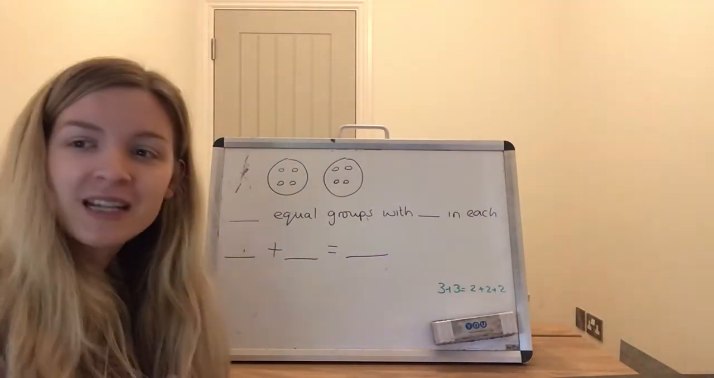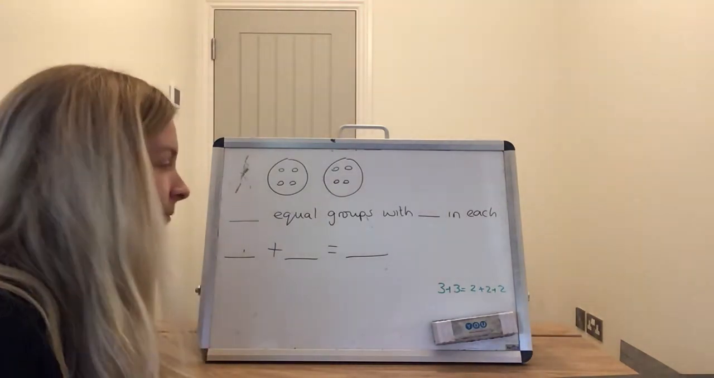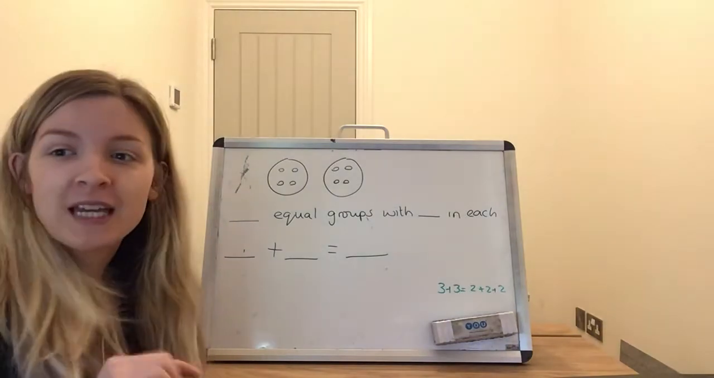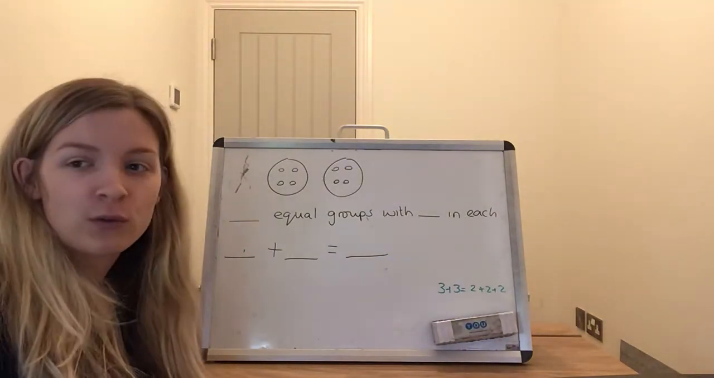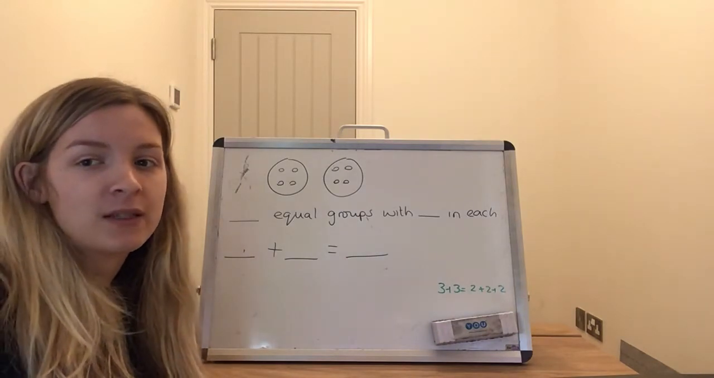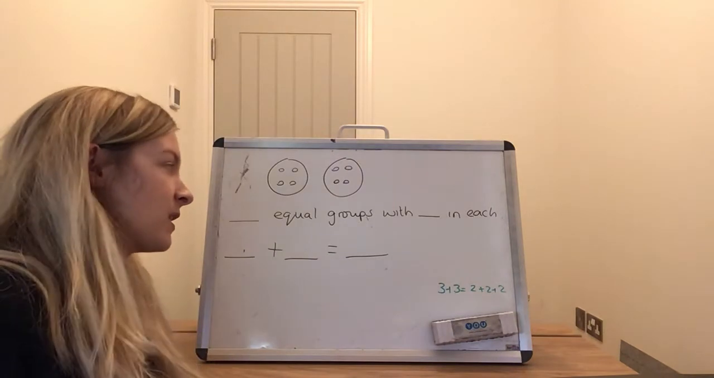So, well done yesterday, okay? You did well now that we're looking at something different. So, we're going to keep looking at equal groups and we're going to be looking at their totals today and how to write out a number sentence, okay? So, let's have a look at one similar to yesterday.